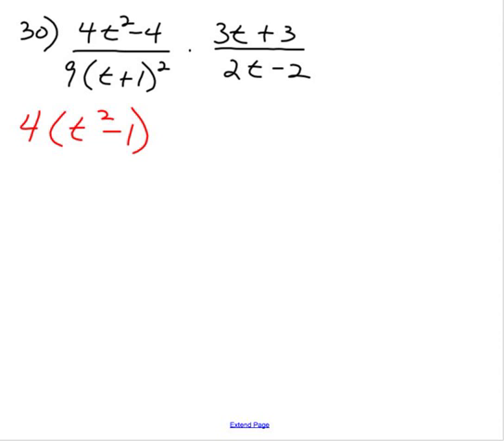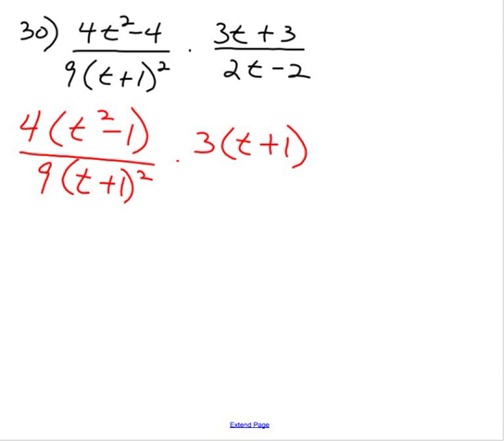And there's my new numerator for the first fraction. I'm going to leave the denominator alone. There's no GCF for that for the time being. My new numerator in the second fraction will be that, and my new denominator in the second fraction will be that.